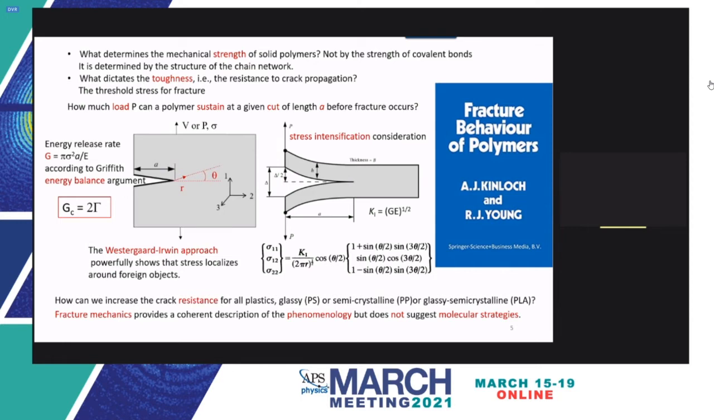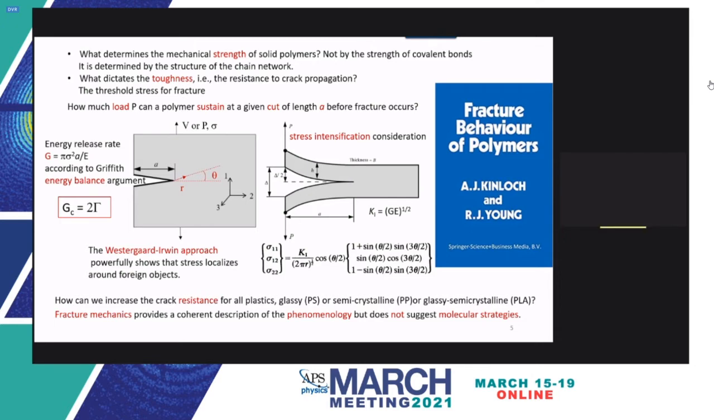But since this probably is recorded, I give you this busy slide asking questions. You know, what determines the mechanical strength? Where does fracture mechanics come in? How can we improve toughness? So on and so forth. There are so many questions here.